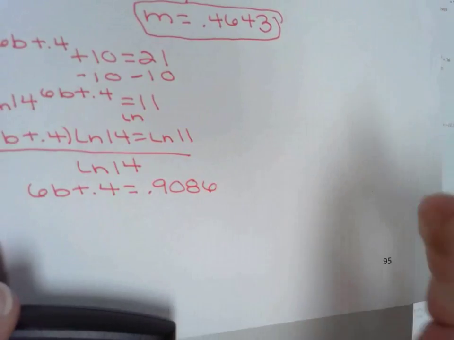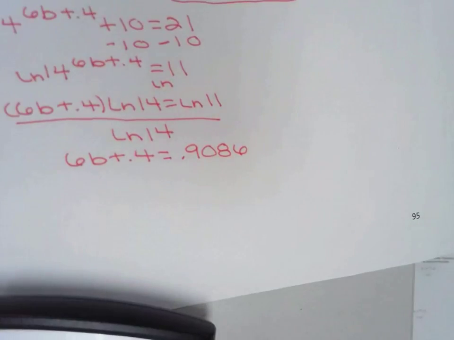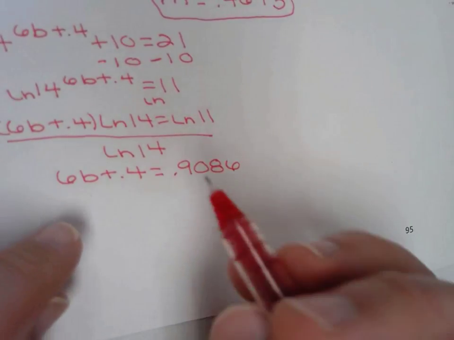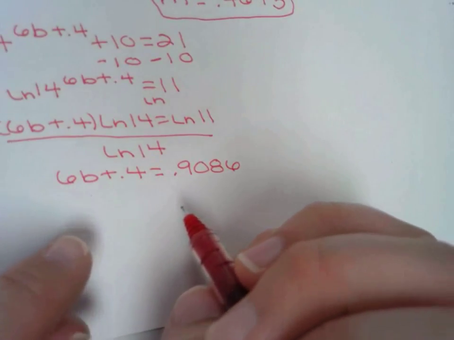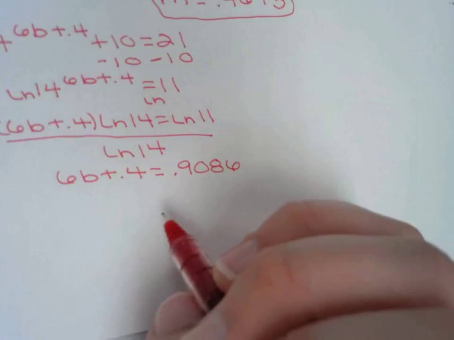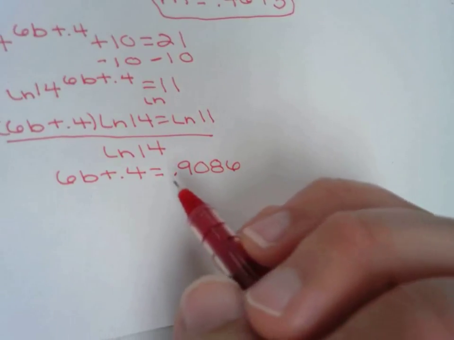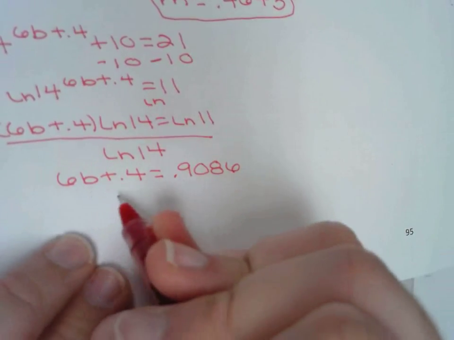Okay. Any questions so far? Now you solve it like a normal equation. So what would I do next? Hey, Mr. Keller? Yes. By the way, the closing parentheses on the first ln matter. Okay, I mean, if you're plugging it all in, yes, it does. Okay, solve this like normal. What do I do next to solve this? Subtract the 0.4.